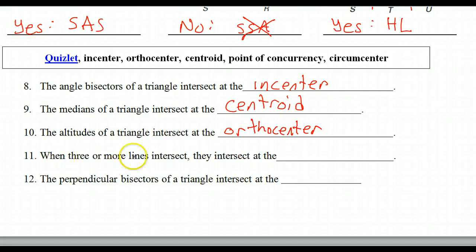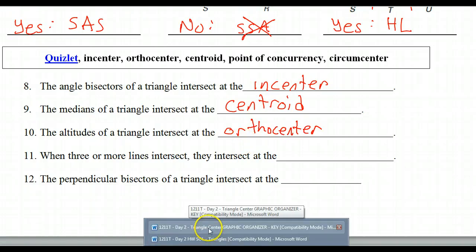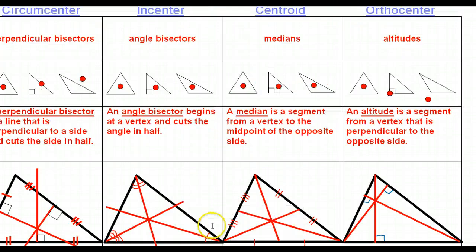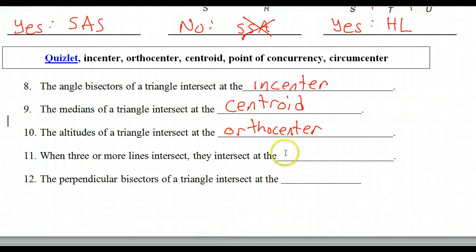Okay, when three or more lines intersect, they intersect at the what? Well, this is just a general category of point of concurrency. That's describing all the rest of these things. All of these are pictures of where three or more lines intersect. See, all these are intersecting lines. So all four of these are examples of points of concurrency. Okay, so point of concurrency.